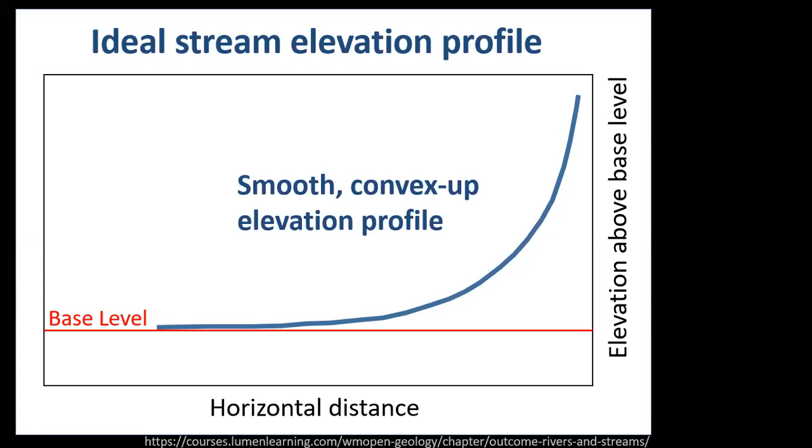To identify evidence of that deepening, it's helpful to have the concept of an ideal stream profile, with this being the elevation of the base of a stream or river from an upland area where it's relatively steep on the right, coming down to a lowland area and low gradient stream or river, coming into a base level, which could be the sea or a lake, or maybe a larger river on the left.